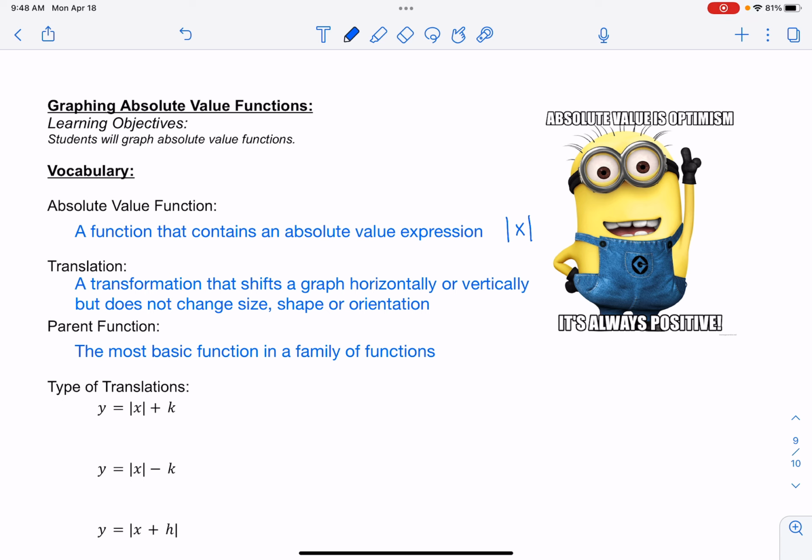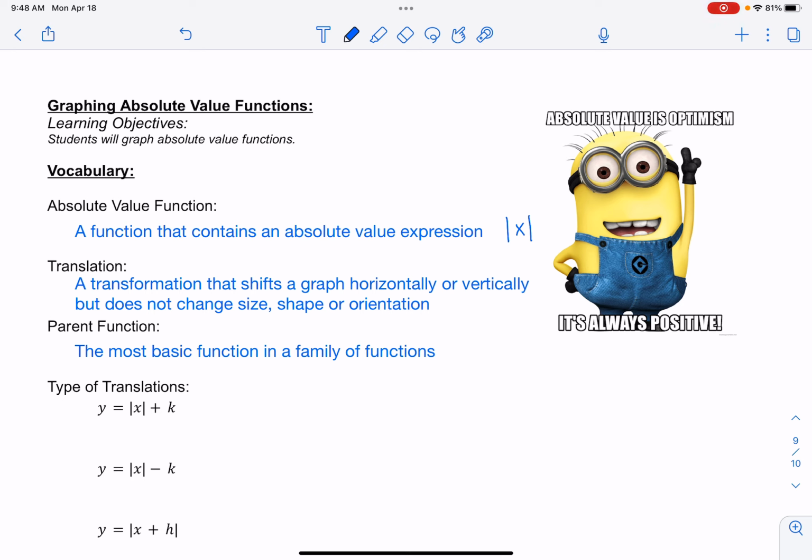A translation is a transformation that shifts a graph horizontally or vertically, but does not change size, shape, or orientation. So we've dealt with transformations already in our vertex form where we had to move left or right, and in our standard form even where we had to move up and down. Vertex form also has us moving up and down.